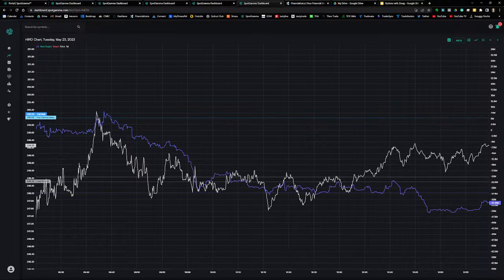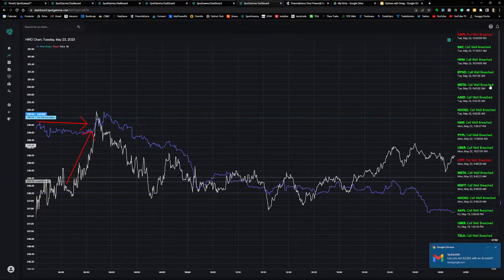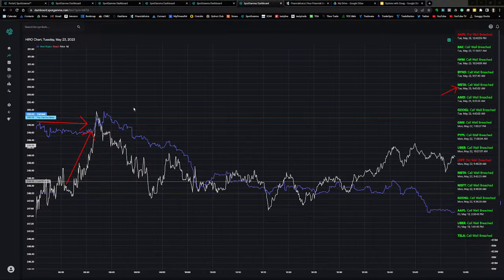So what I saw this morning was pretty much lackluster options trades as price zoomed up to that call wall level. And then this alert fired off that Meta had breached the call wall. And typically, the call wall is expected to act as resistance. So that got my attention. So now notice that Hero starts to shift lower just a couple minutes later.